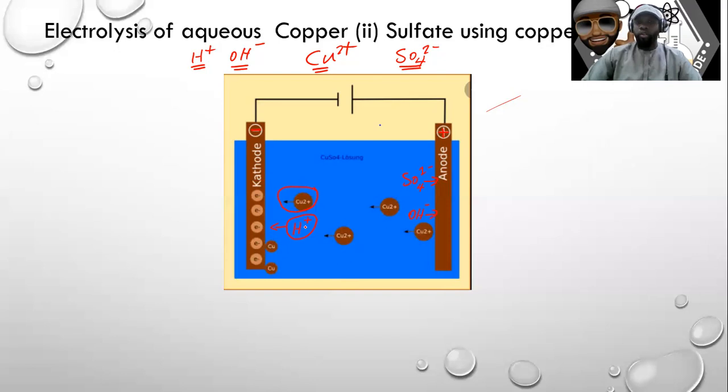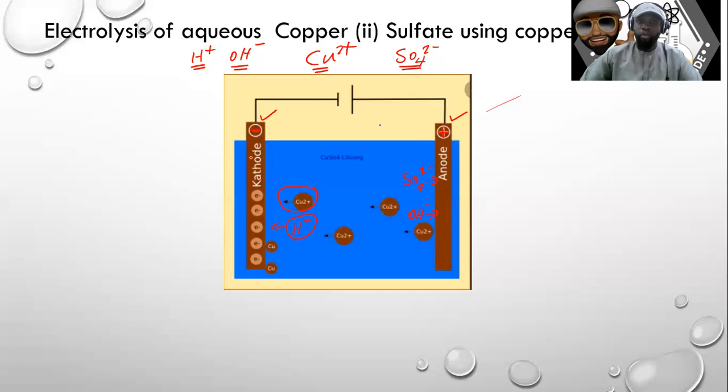Now, only one of them will form the product at the cathode or anode. However, since our electrode here is a copper electrode at the anode, even though the sulfate ion and the hydroxide ion are both attracted to my anode, neither of them will form the product at the anode. And this is specifically only for the electrolysis process using copper electrodes.